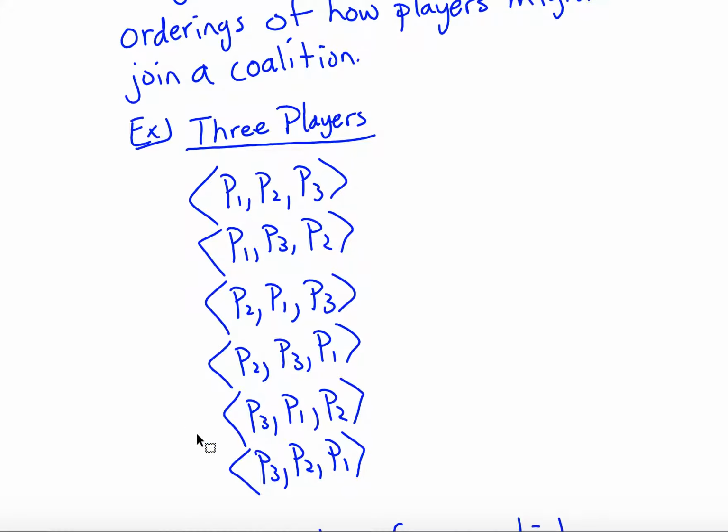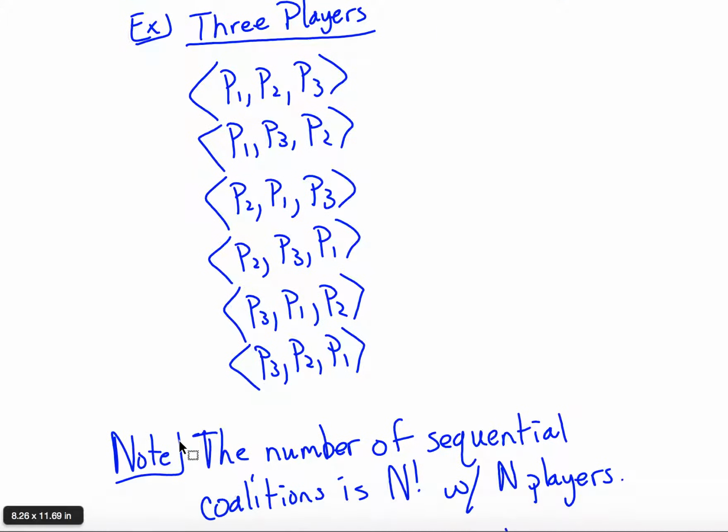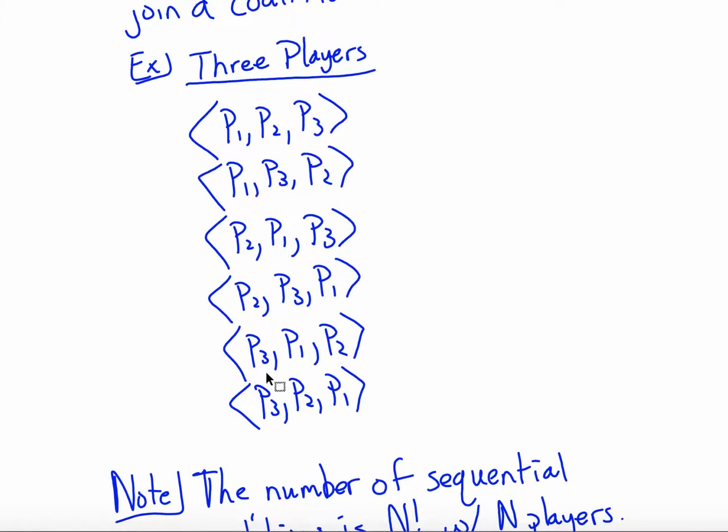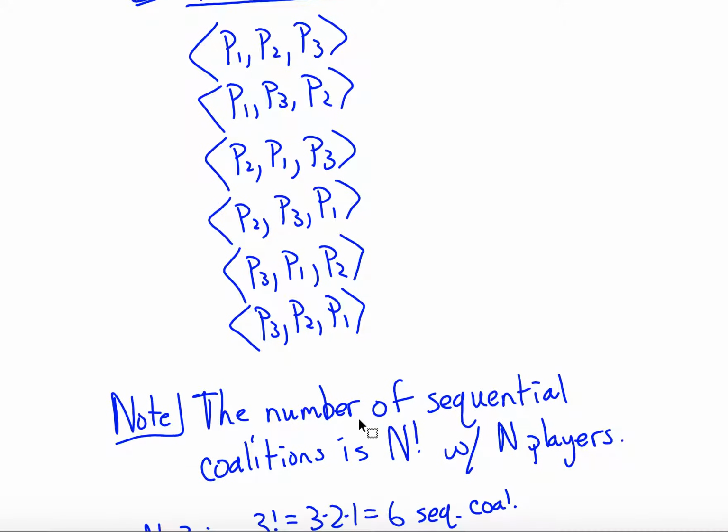When you have three players in a weighted voting system, these are always your coalitions. So you don't have to actually think about how to write them each time. This is always what they're going to be. The number of sequential coalitions is n factorial, because if you think about this, with three players, 3 factorial is 6, and notice there are 6 coalitions.